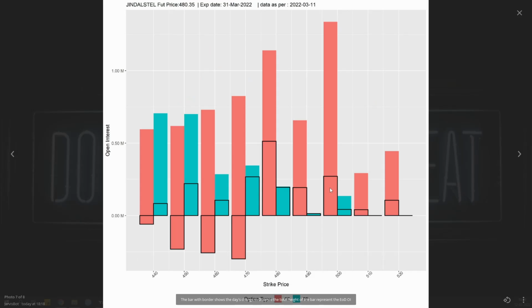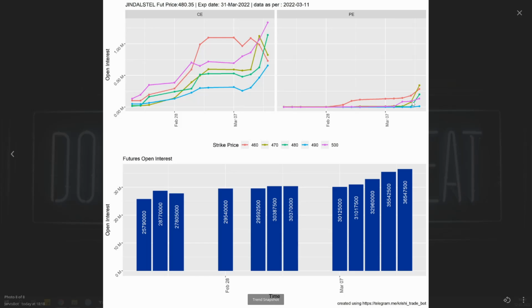470 for the particular day has been indicated here. So 470 is going to be the immediate support. Here the resistance is dropped because the calls are getting unwound, so it is acting as a support. It will act as a support.